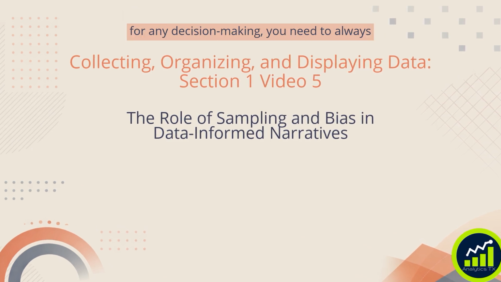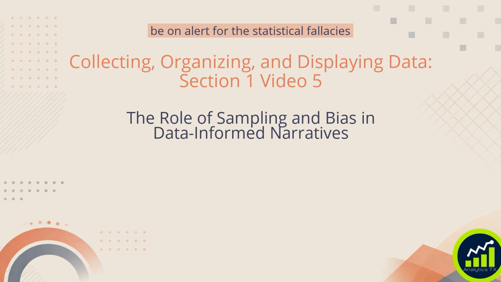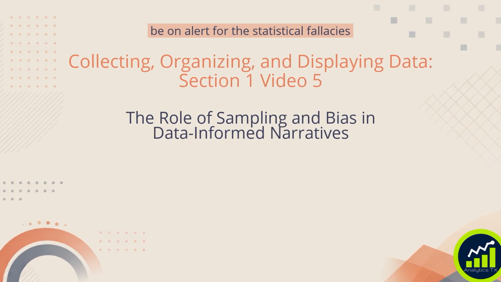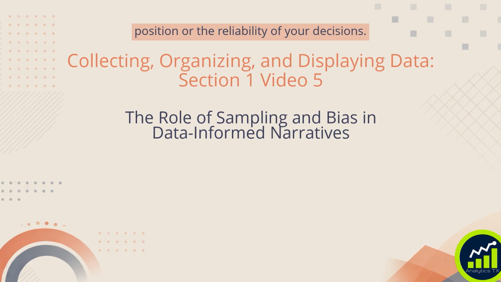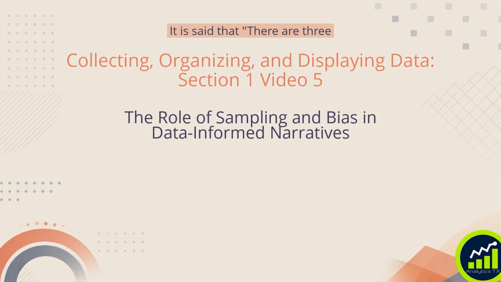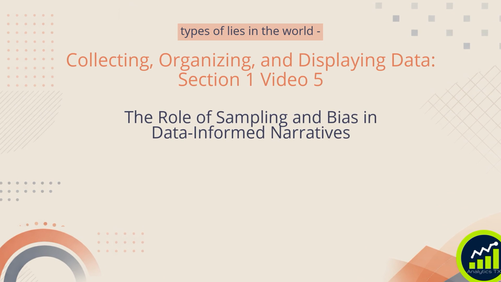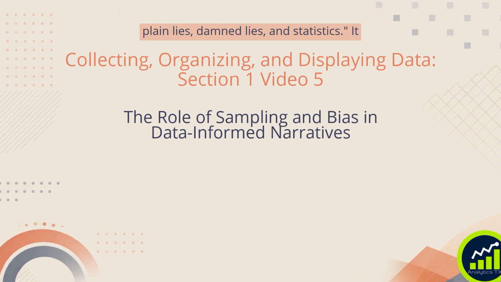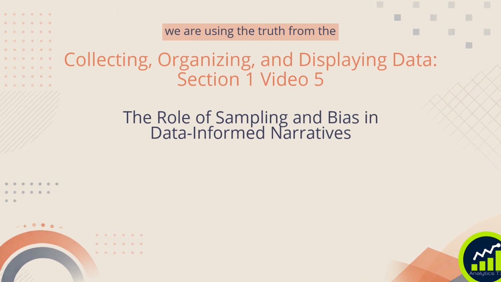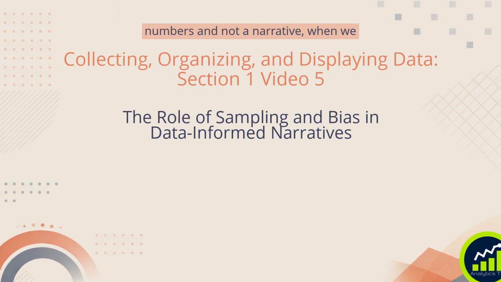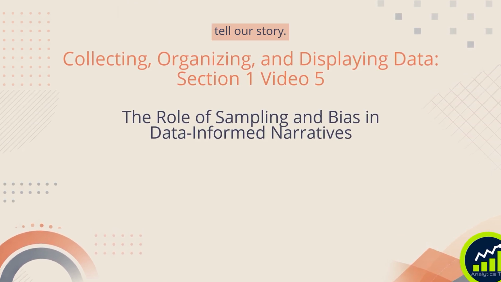That being said, if you are using any data for any decision-making, you need to always be on alert for the statistical fallacies, which can reduce the credibility of your position or the reliability of your decisions. It is said that there are 3 types of lies in the world: plain lies, damned lies, and statistics. It is up to us to make sure we are using the truth from the numbers and not a narrative when we tell our story.